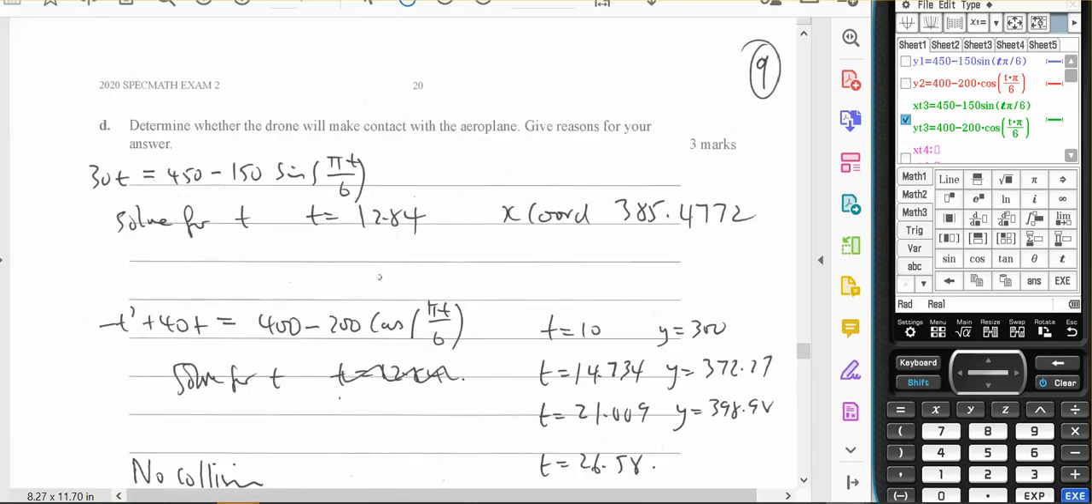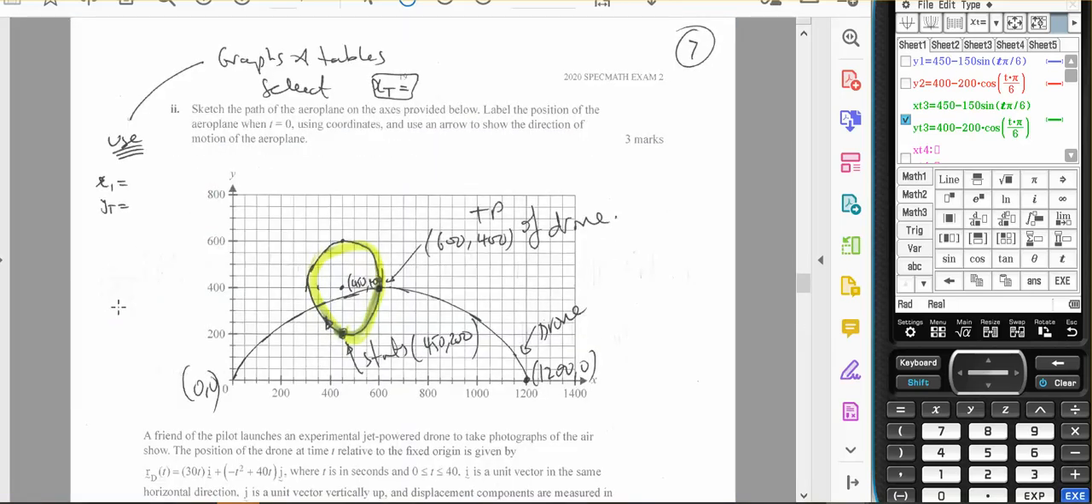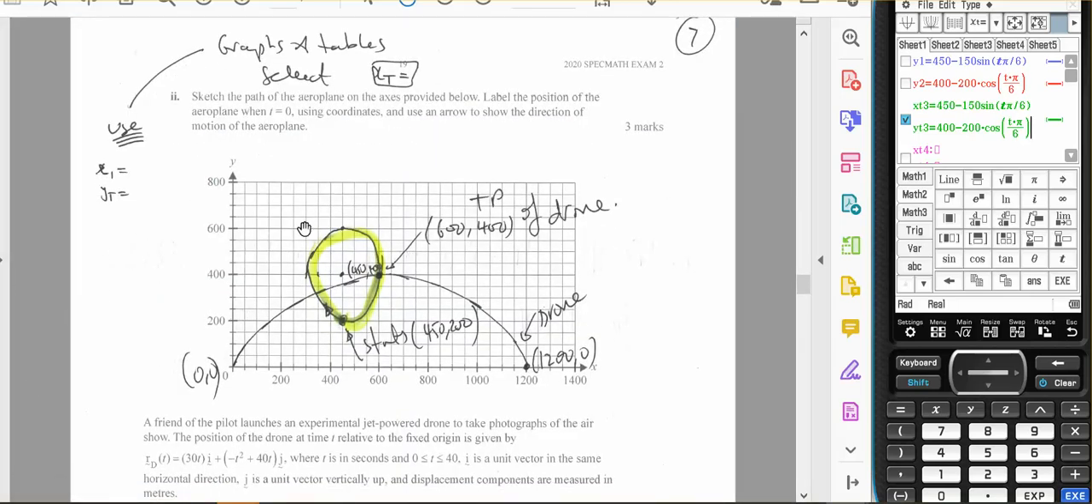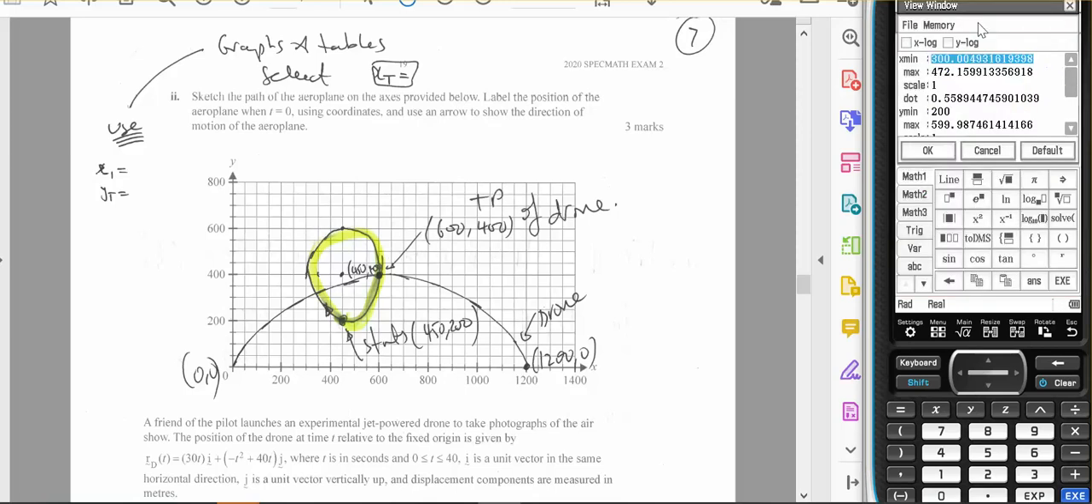So on the next page, when you're asked to draw this thing, then I can draw this ellipse comfortably by putting the center at 450 and 400, 150 either side, 200 either side. I can also double check it on my calculator by putting it into parametric equations, and when I graph it, I might go zoom auto. Oh, I might change my values to exactly what the values here are.